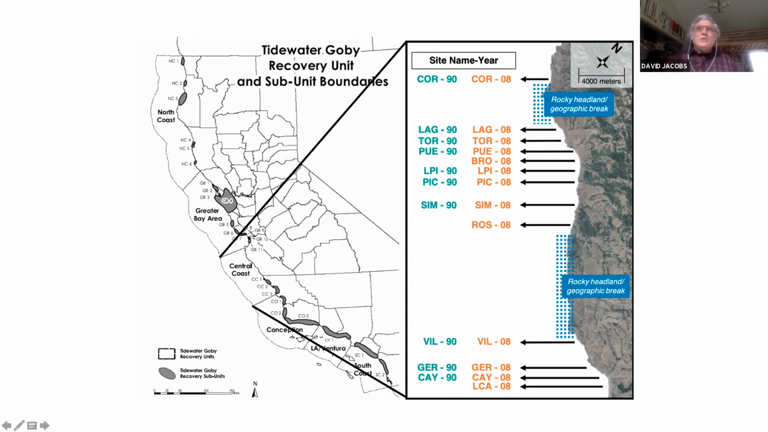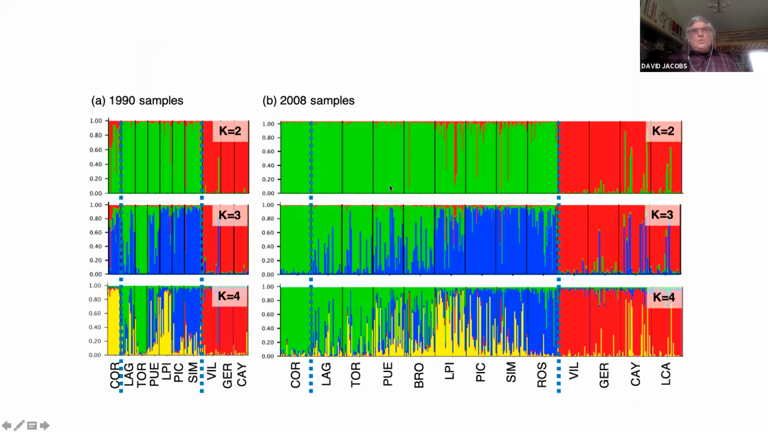And so one of the questions is how and when do tidewater gobies disperse? The first observation we find is that they don't disperse across the rock, they only disperse across these sandy regions. We can see from these 2 time periods, the 1990 samples and the 2008 samples, that there's a rather isolating feature associated with that big rocky entity.